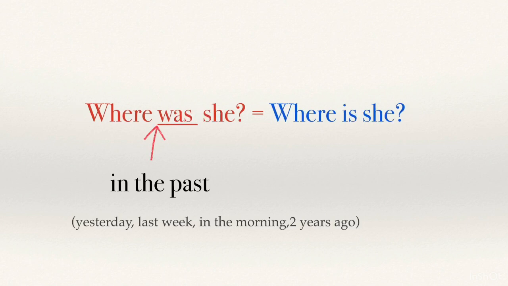The same goes for this question. Where was she? Where was she is the same as where is she. Was is to show that it happened in the past.